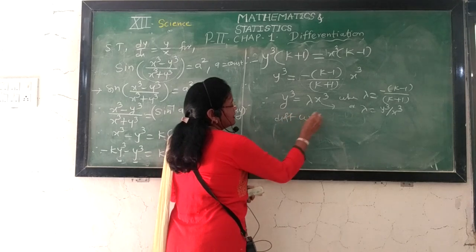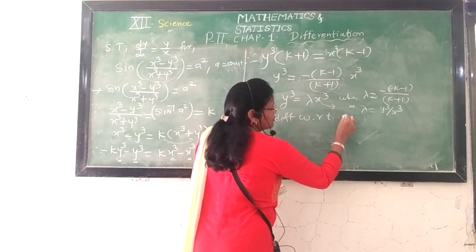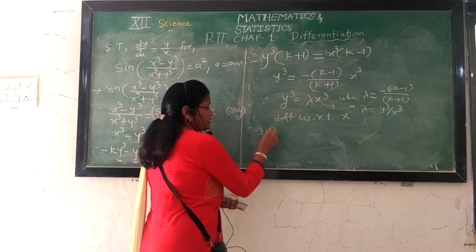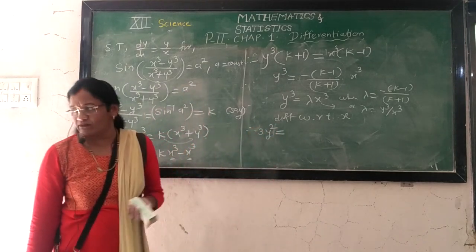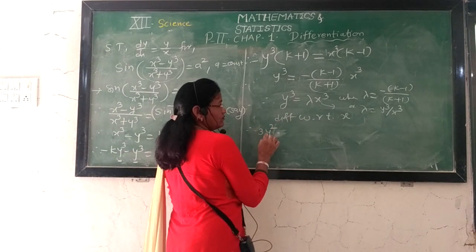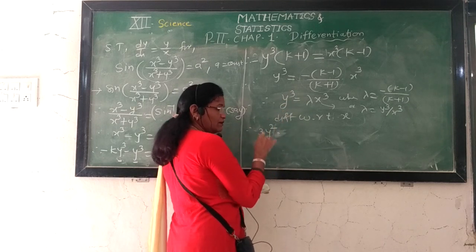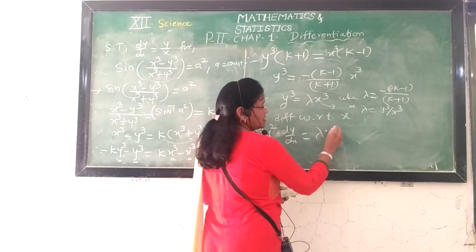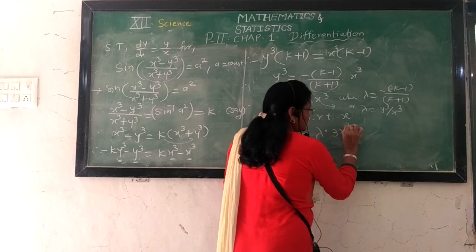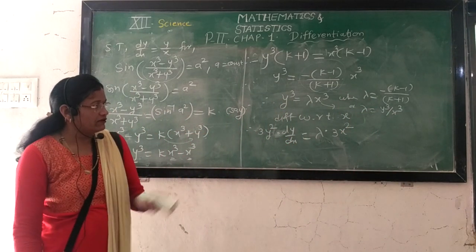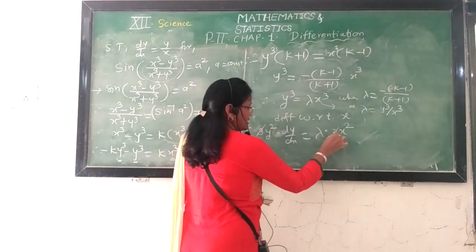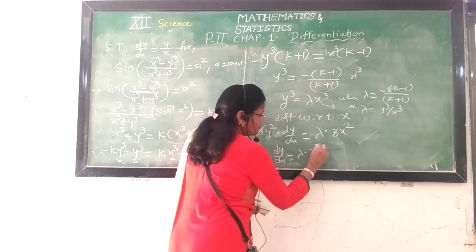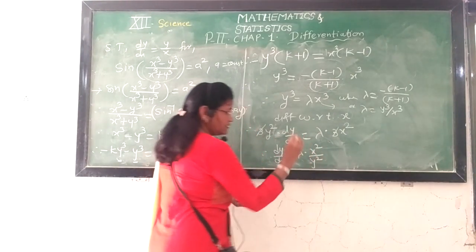Now take the derivative on both sides with respect to x. What is the derivative of y cube? Very easy, that is 3y square, and we multiply by the derivative of y with respect to x, dy by dx. On the right side lambda is constant, the derivative of x cube is 3x square, and the derivative of x is 1, so we never multiply this. Now 3 is cancelled on both sides. So dy by dx is equal to lambda into x square, and this y square will be shifted to the right side.